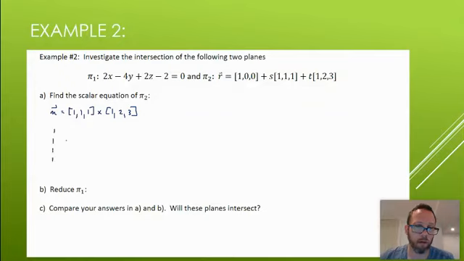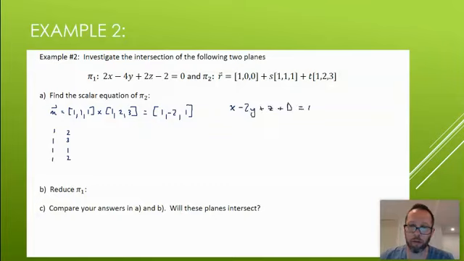1, 1, 1, 1, 2, 3, 1, 2. And that cross product would be 3 minus 2, which is 1; 1 minus 3, negative 2; and 2 minus 1, which is 1. The scalar equation would be x minus 2y plus z plus some number d equals 0.